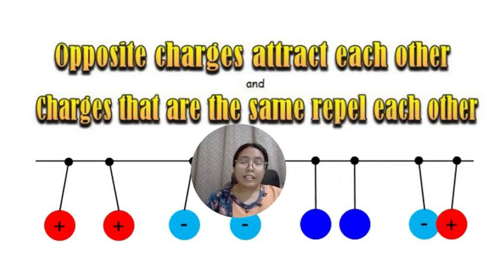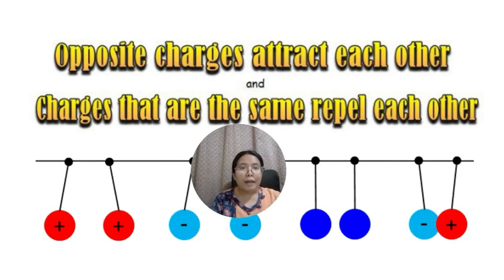Nasabi ko kanina sa inyo na may mga charge ang ating parts ng ating atoms, meron tayong protons, and meron din tayong neutrons, and electrons. Ano nga ang charge ng protons? P, protons, we have positive. So, tandaan nyo na yung protons, positive. Ano naman charge ng neutrons? N, neutrons, none. No charge. Ano naman ang charge ng electrons? Electrons, negative. Okay, negative ang charge.